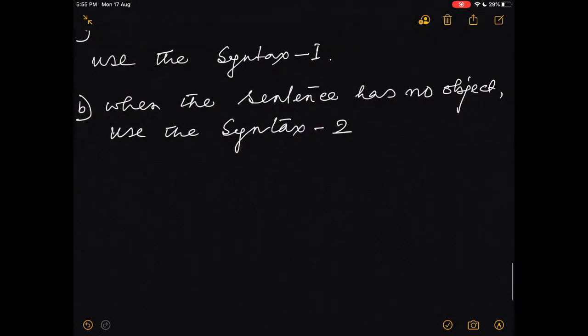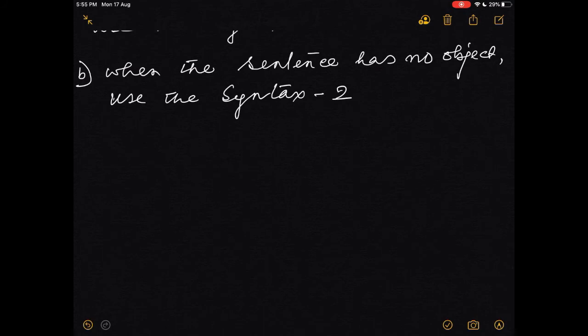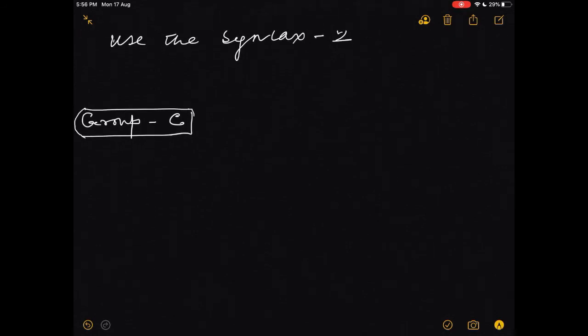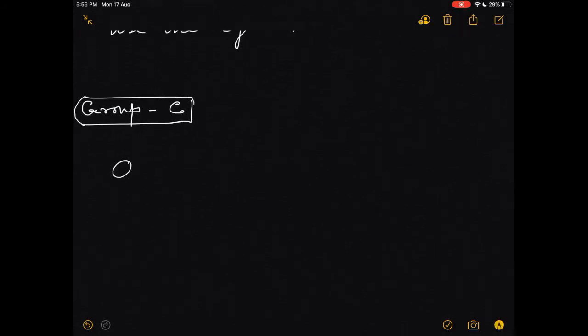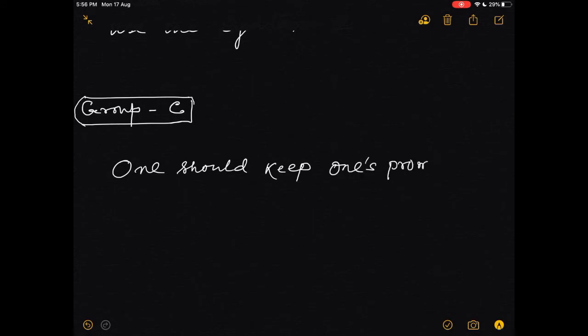Still it is not finished. Still another batch of sentences in English. This is group C. For your understanding, there is group C. What is the sentence? First take the example, that is, one should keep one's promises. This is an active voice.